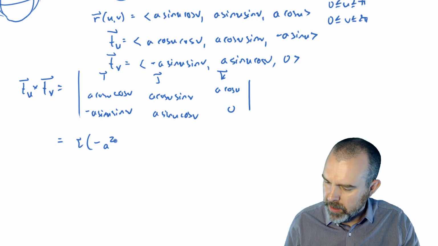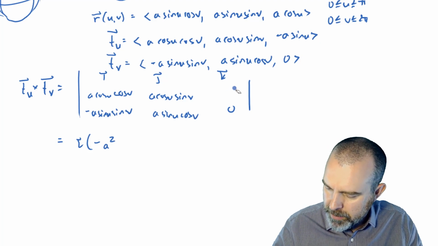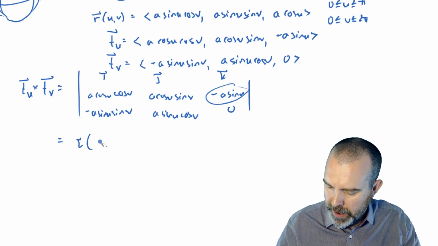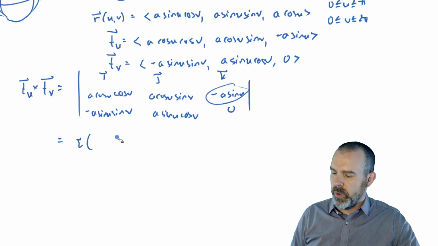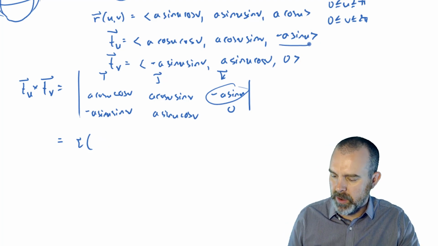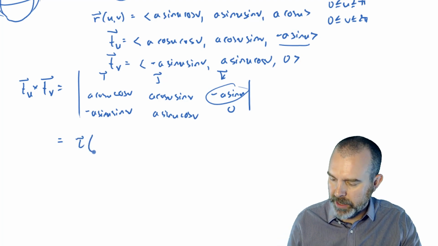Oh, I'm missing something. I put the original one there. I'm like, wait a minute, something's not right here. So a sine u, that's why you do this work ahead of time. I apologize, I had the wrong coordinate for tu, the z component there. It should definitely be negative a sine u. Okay, now we're ready to do the i component of our vector.